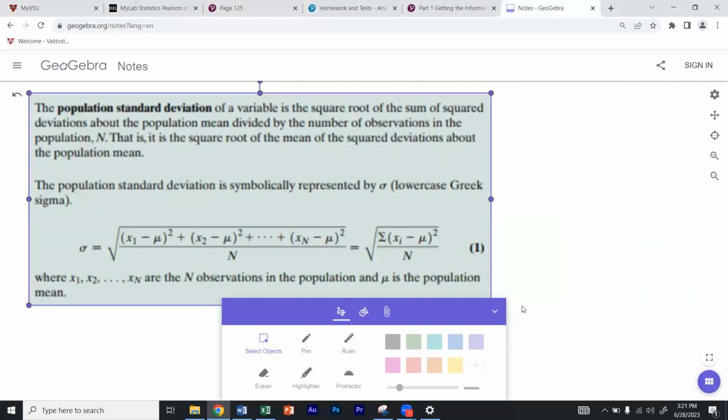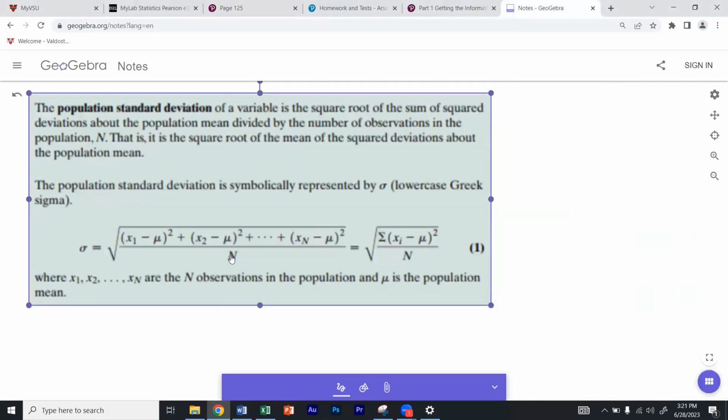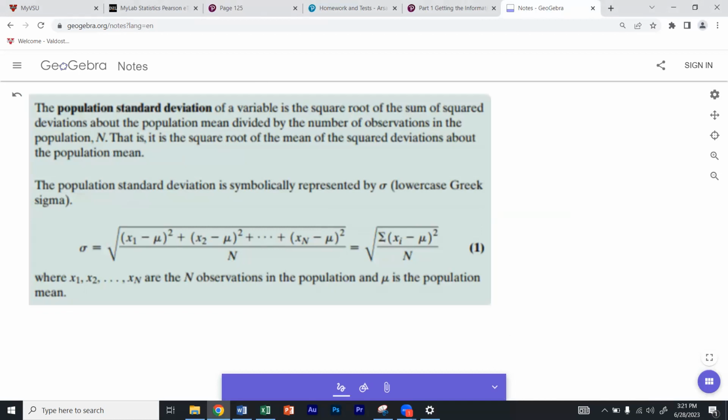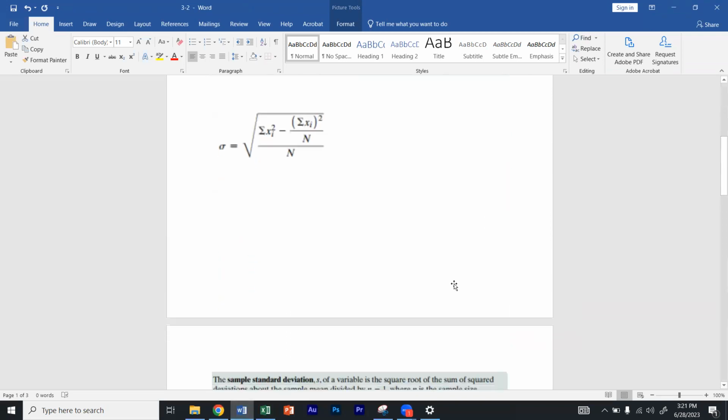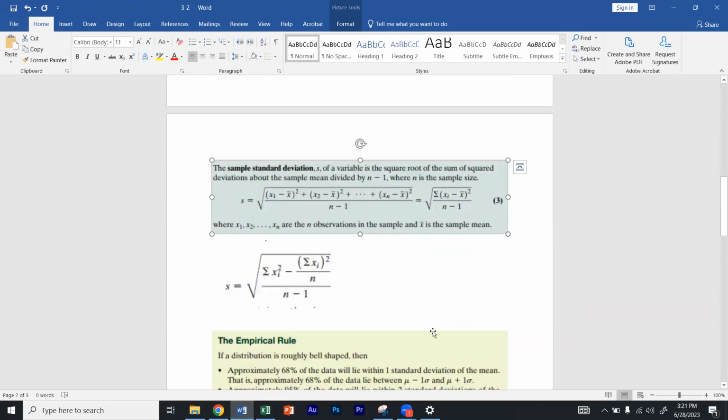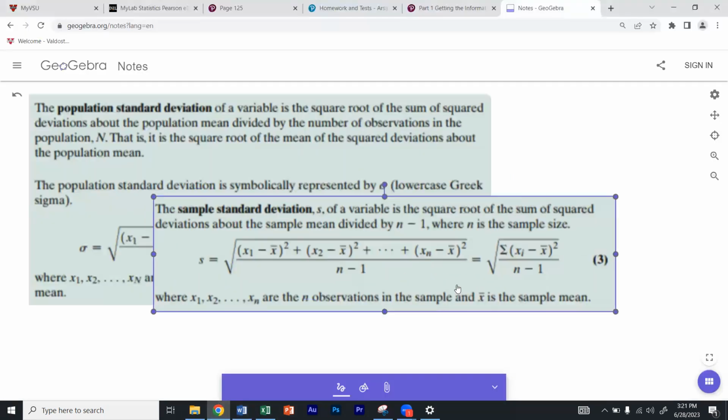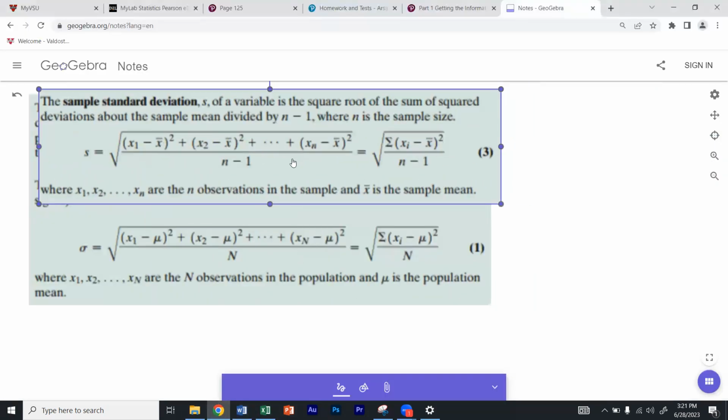This is the formula for the one with population. Whatever the population size is, that's what you divide it by. And this is the one for the sample. Okay, see the difference? They're really the same.